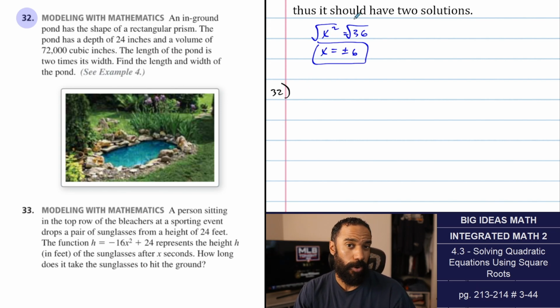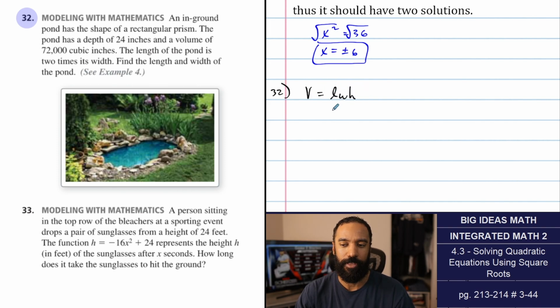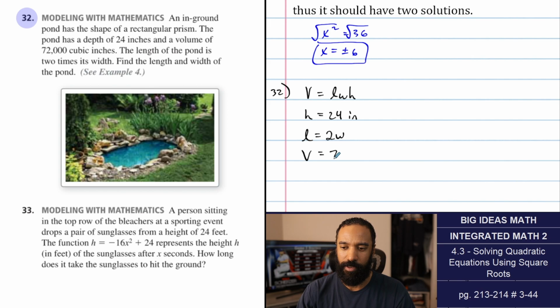All right, depth is also height for me, so I'm just going to say for this, volume is length times width times height for this rectangular prism. The height is going to be that 24 inches, and the width is going to be W, and the length is twice that of the width. So you take twice that of the width, you get the length. So for us, the volume also, by the way, was 72. I said 7,200. I meant 72,000 cubic inches.